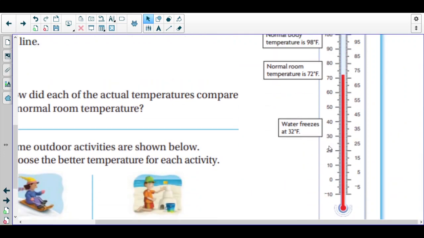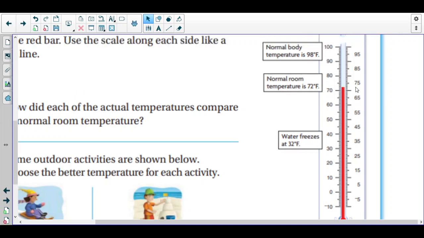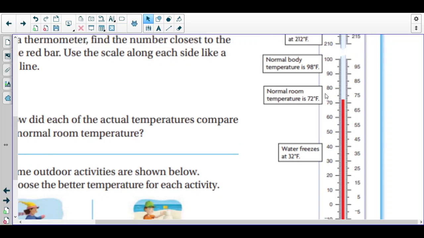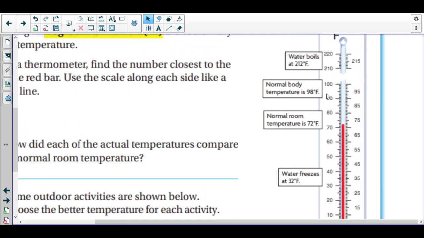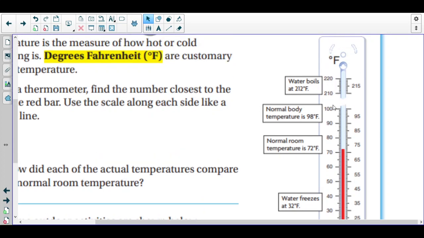First of all, on a Fahrenheit scale, water freezes at 32 degrees. All right. Normal room temperature is about 72 degrees, although I like to keep my room temperature anywhere between 68 and 70, but 72 is typically what people keep their thermostats at. Normal body temperature is about 98 degrees. And then way up on the top of the scale here, and you'll notice this part has kind of been cut out. But way at the top of the scale, water boils at 212 degrees Fahrenheit.